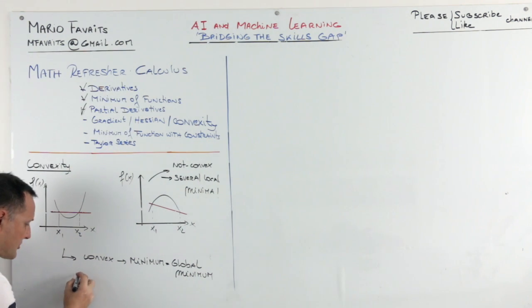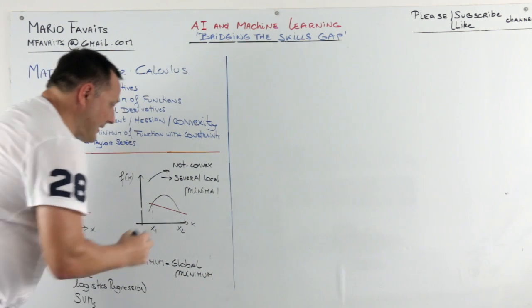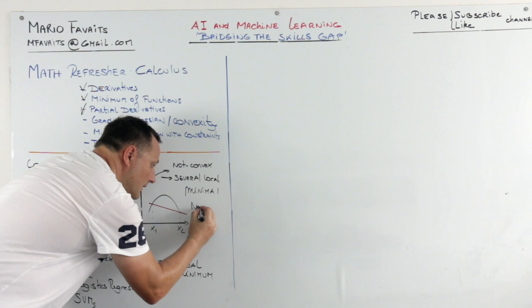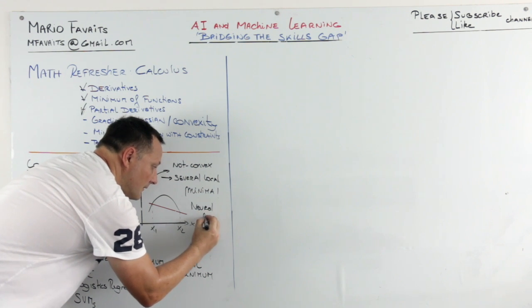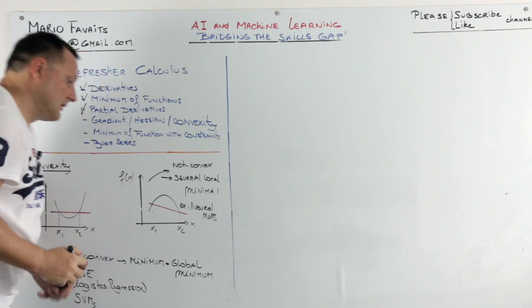Examples of convex functions are mean squared error that we've seen, logistic regression, which we will see later, classifier, and SVMs, support vector machines. An example of non-convex is neural nets. Yeah. Okay.